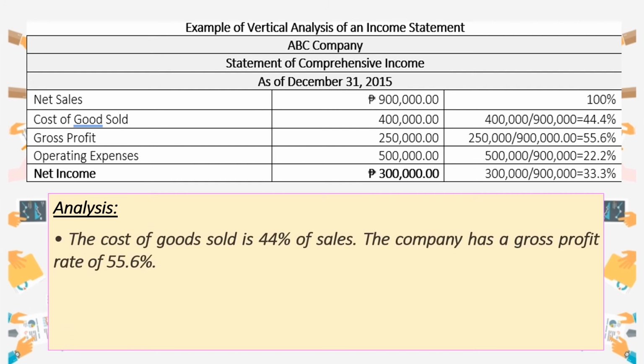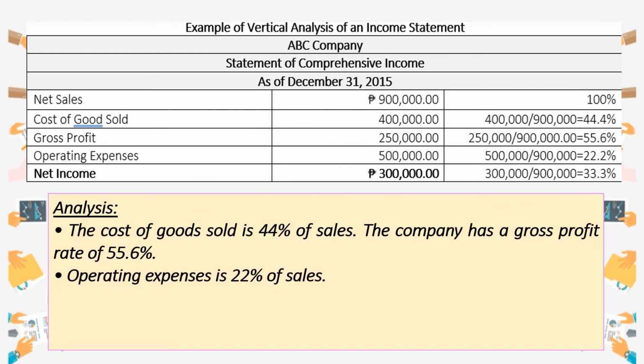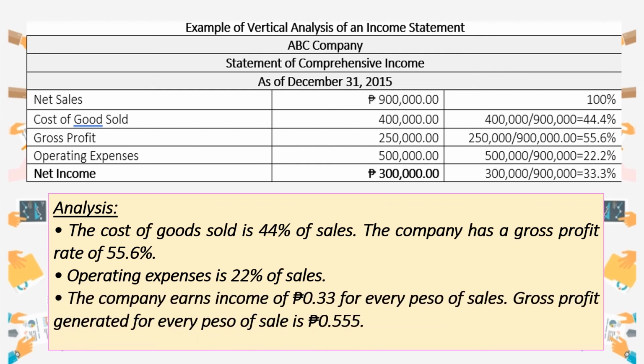Let us have the analysis. For the first one, we will focus on the cost of goods sold and the gross profit. The cost of goods sold is 44% of sales. Then the company has a gross profit rate of 55.6%. Let us now proceed to the operating expenses. As we can see, operating expenses is 22% of sales. Now let us have the net income. The company earns income of 0.33 pesos for every peso of sales.